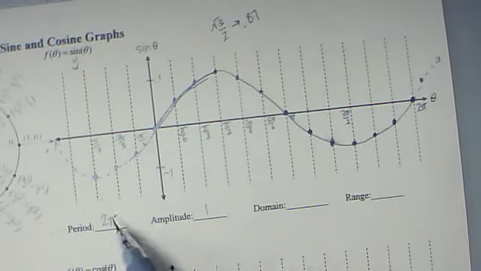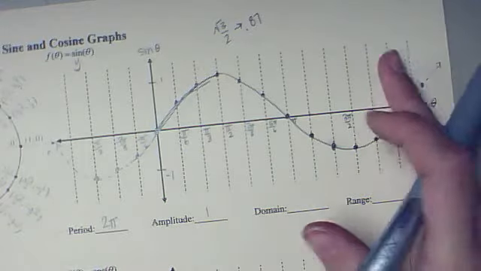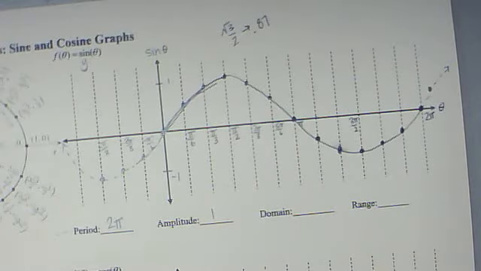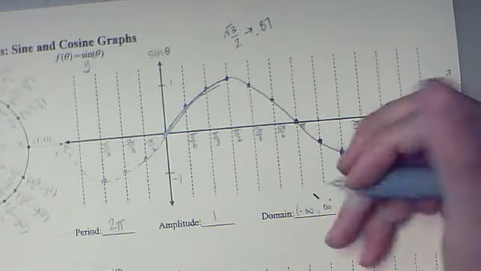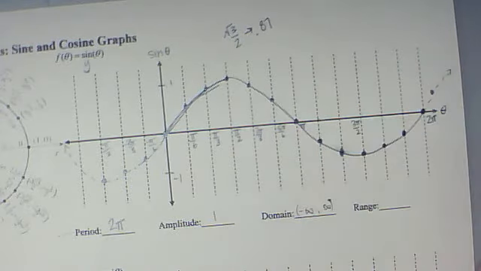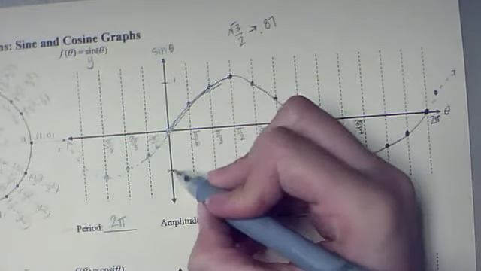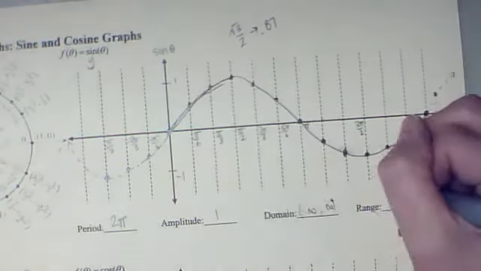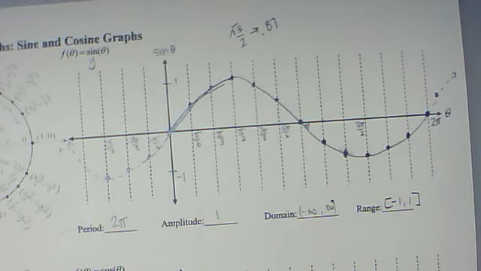Okay, so again, my period is 2 pi. That's how long it takes to repeat. Let's think about our domain. Remember, domain is x values, so what kind of x values could I get? Well, from left to right, I could get any angle I want, any angle as many times around the circle as I'd like. So my domain is from negative infinity to infinity. And my range is my highest y value, my lowest y value. My lowest is negative 1, my highest is 1. It does touch those, so I have a closed bracket, and there's my graph for that.